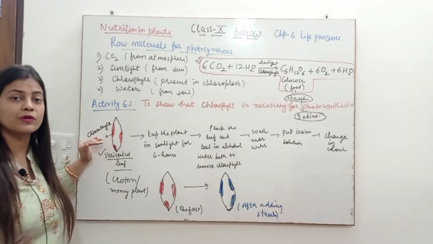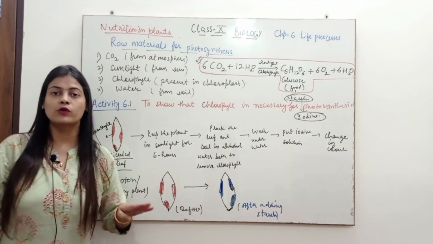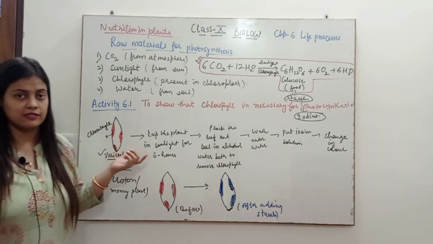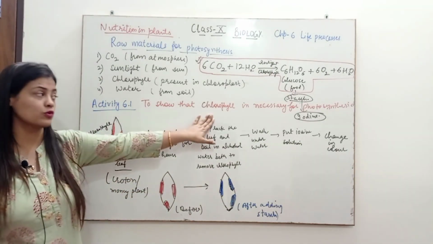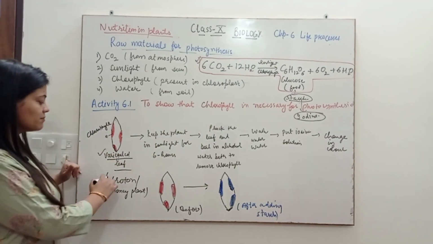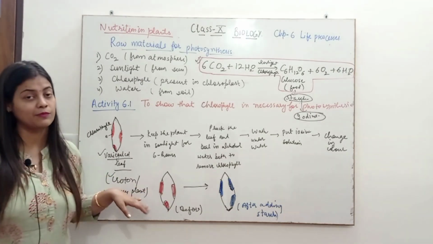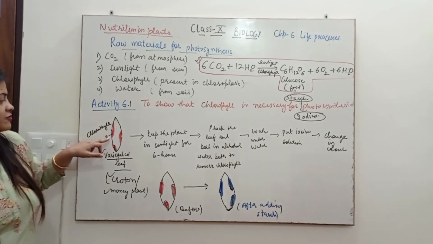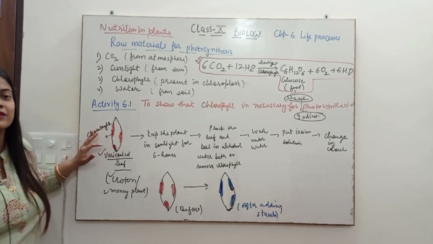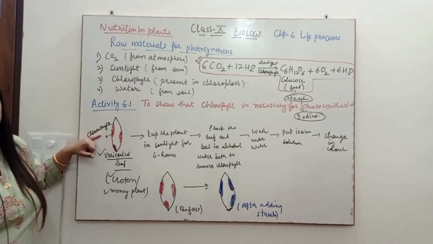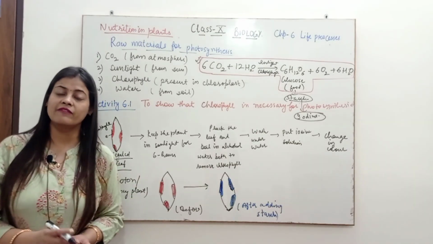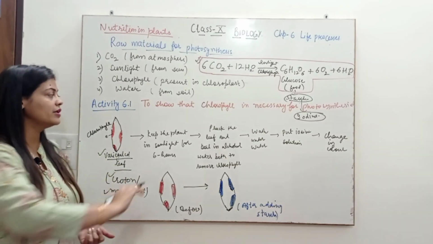We are using this leaf because most of the plants have full green color, and we will not be able to do the test. So to conduct this activity, to show the presence of chlorophyll, we will use this variegated leaf. This leaf you can get from a croton plant or money plant. Here I have shown the red color. Actually this should be green. I did not have the green marker, so I have shown it with the red color, and this red color represents chlorophyll.